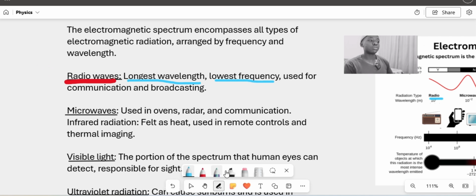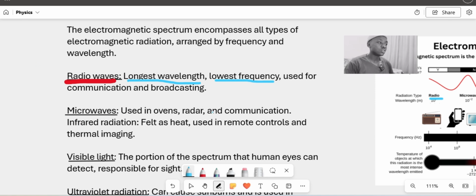By the way, the electromagnetic spectrum encompasses all types of electromagnetic radiation, but they are arranged by frequency and wavelength. So now we're going from the longest wavelength to what? To the shortest wavelength. But at the same time, we're going from lowest frequency to highest frequency. You get it? So bear with me.